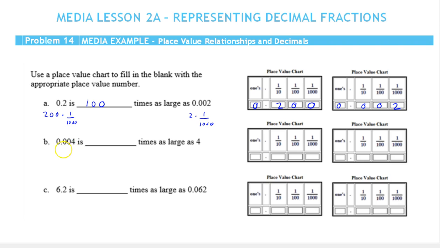Let's look at this one. 0.004, and we want to compare that to 4. Okay. Now we know that 0.004 is smaller than 4. And I know sometimes that "times as large as" can be a little bit confusing, but you can think of it as a fractional times as large amount. So you'll see what I mean in just a second.